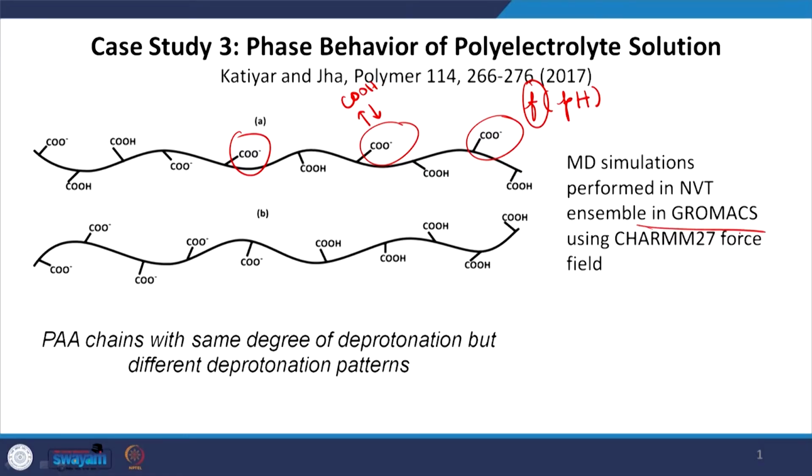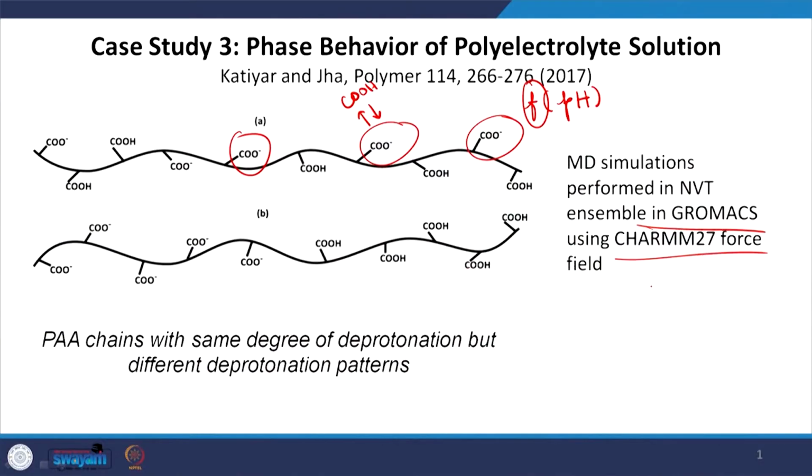So we are doing MD simulations in GROMACS again. All the simulations are in NVT ensemble for this example, and the same is true for the last case study that we discussed. We have been using the CHARMM27 force field using SwissParam software. That's the same thing that we do also here. And then the first thing that we do is we do a single chain simulation.